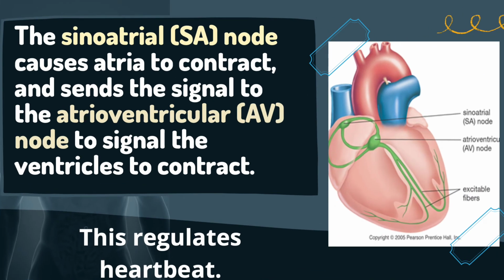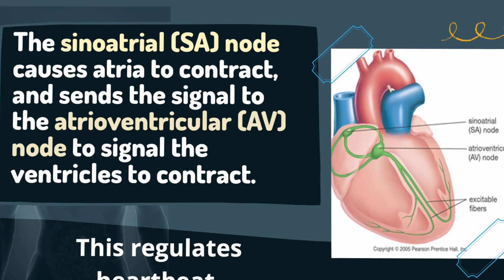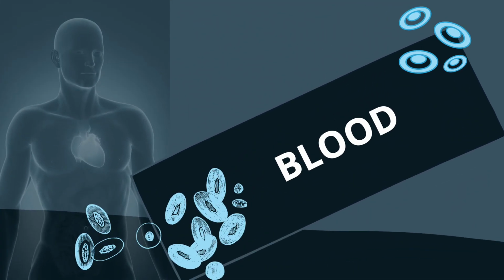In the heart, the sinoatrial node causes the atria to contract, and it sends a signal to the atrioventricular node to signal the ventricles to contract. This is how heartbeat is being regulated. Another component of the circulatory system is the blood. The blood is made up of plasma, platelets, white blood cells, and red blood cells.